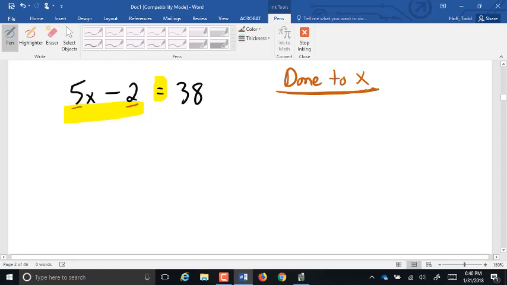So we have to ask ourselves what's been done to x to build this equation. Well, order of operations tells us if x were a number here, what would I have to do first? Would I multiply by 5 first, or would I subtract the 2 first? You'd multiply first. So the first thing that happened to x is it was multiplied by 5. Then the 2 was subtracted from it.